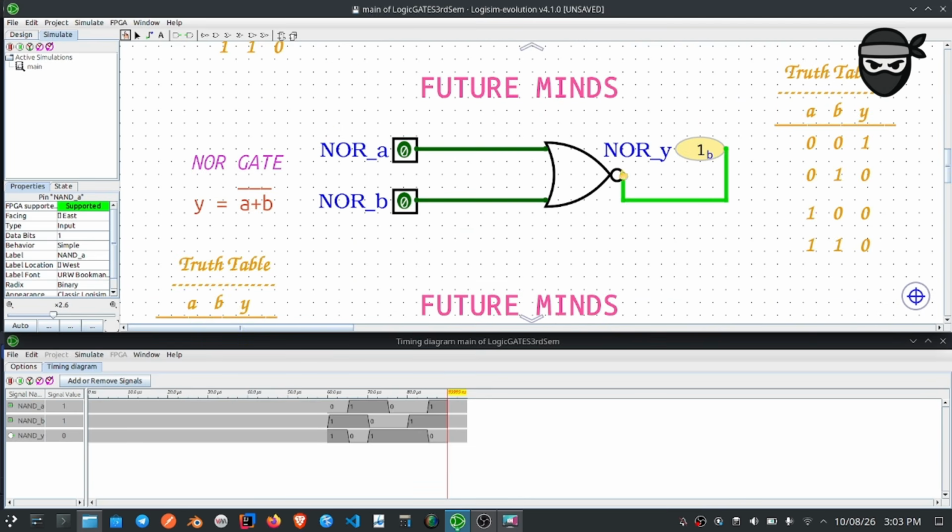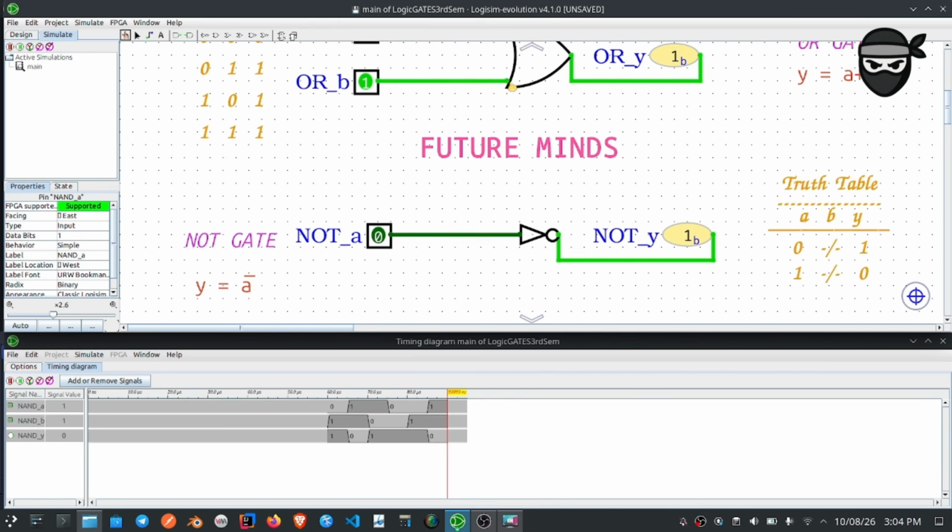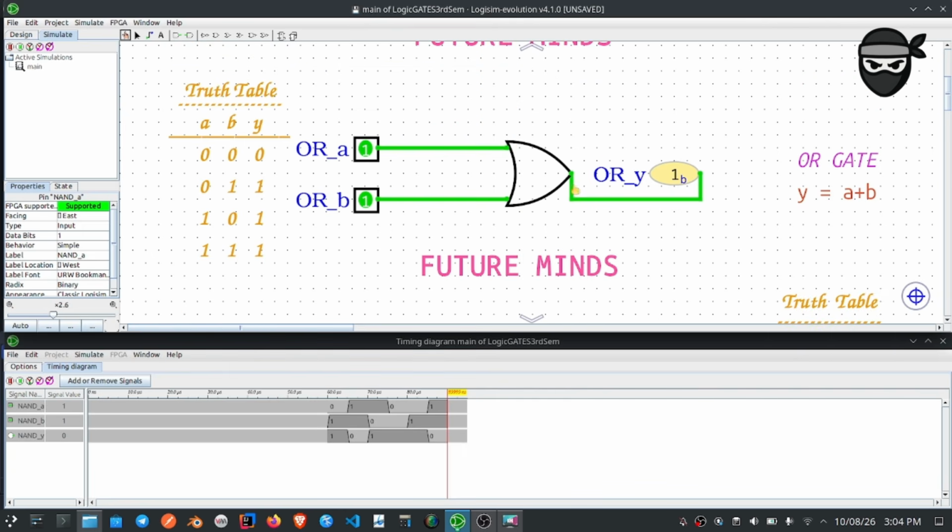Our next gate is the NOR gate. When we add a NOT gate with an OR gate, we get the NOR gate. So here the output also inverts, and as you can see, the output is high when both of the pins are at low state, but it becomes 0 when any one or both of the pins are at high state.